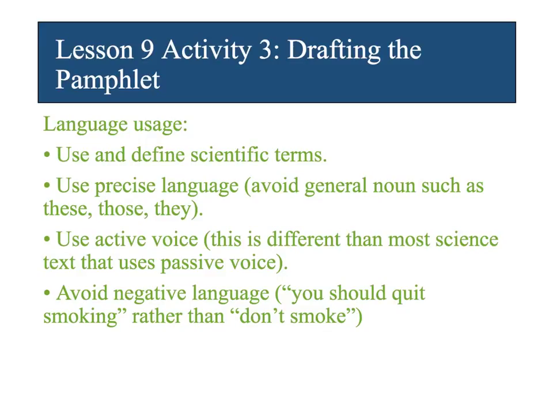In a pamphlet, language is used in specialized ways. So they want to use scientific terms, but they want to be sure to define those terms for the reader. They want to use precise language, so avoid general nouns such as these, those, and they, and be very specific. Use the active voice. That's different than how most scientific text is written, when they use passive voice. But a pamphlet wants a call to action, right? So it's an active kind of thing. And it avoids negative language. So instead of saying don't smoke, you'd say you should quit smoking. So putting things in the positive is important in a pamphlet as well.